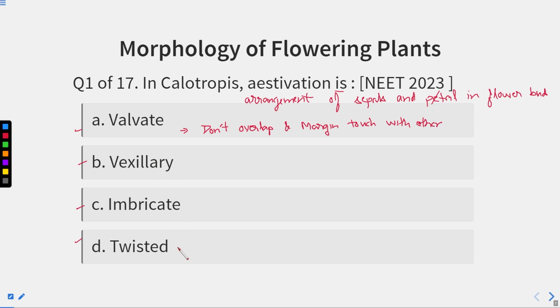Now let's talk about twisted estivation. What happens here? The sepals or the petals overlap. There is an overlapping, but in a regular fashion, in a regular manner. Now, let's talk about imbricate estivation. In imbricate estivation, what happens? The sepals and petals again overlap, but in an irregular manner.